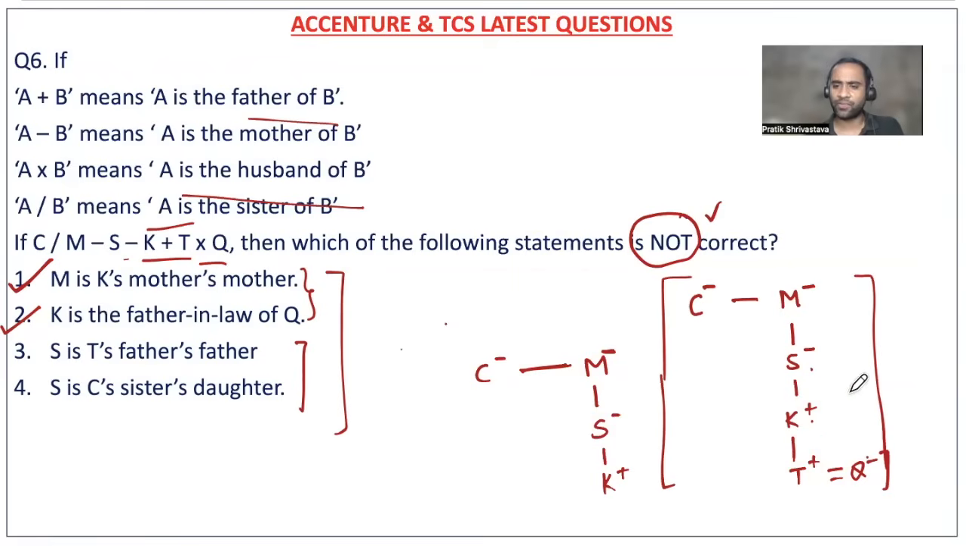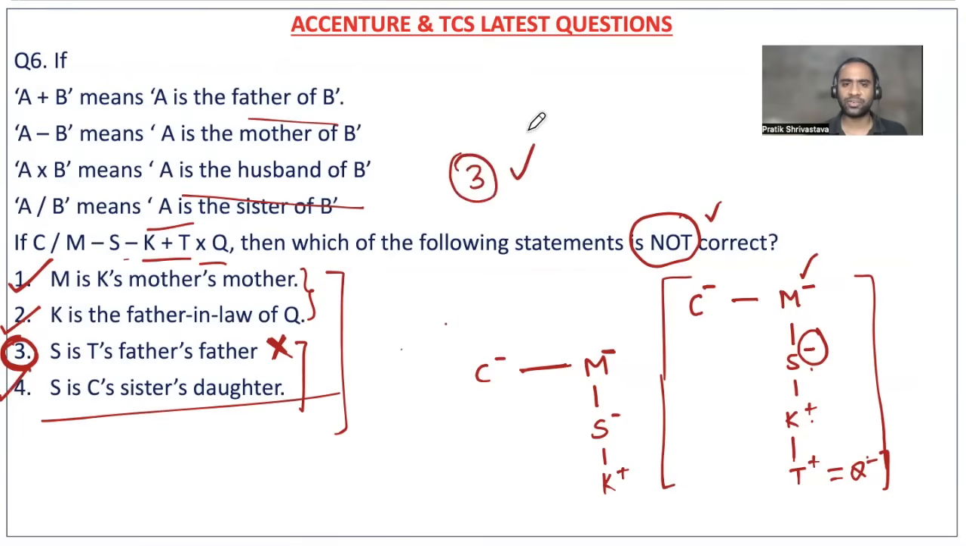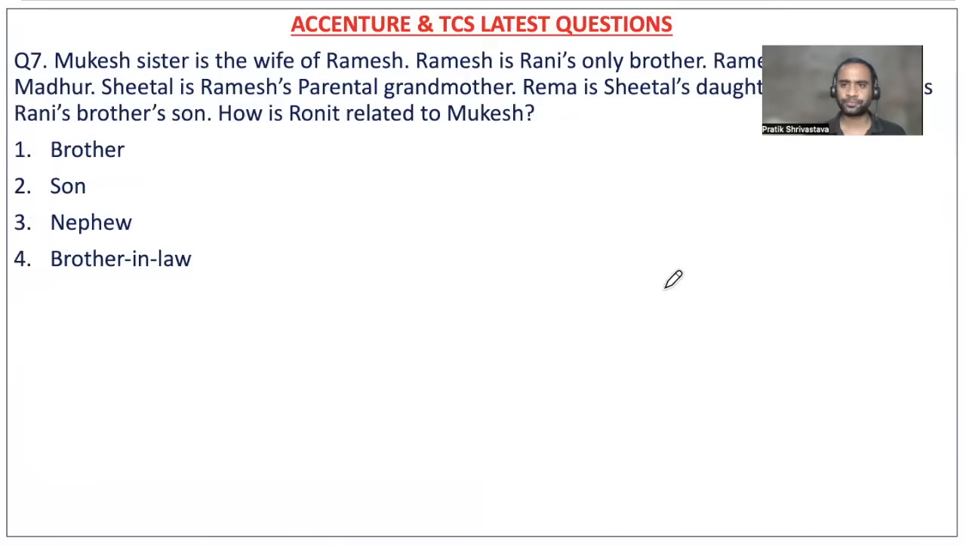S is T's father's father. Arey bhai, S is female. So this is the one which is not correct, because S is female. It cannot be father. S is C's daughter, C's sister's daughter. Yes, that is correct. So option 3 you had to mark in the examination because that is not correct.